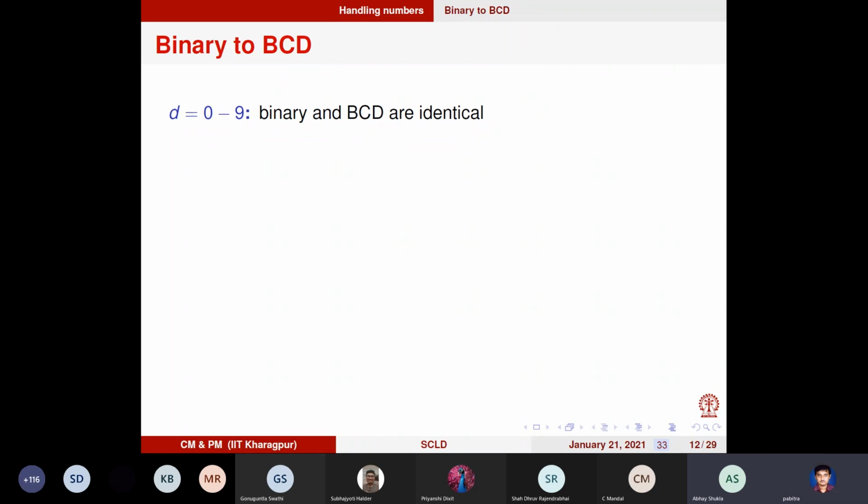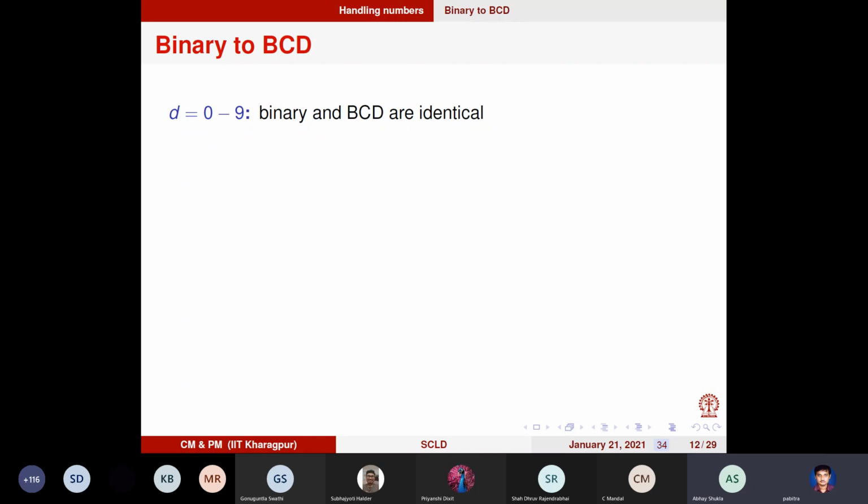People have tried out different things. The simplest possibility is something called BCD 8421. It's kind of a positional system. As in usual binary, the first bit has a weight of 8, the second bit a weight of 4, then 2, and 1. So if you have this 8421 representation, then 0 to 9 are identical for binary and BCD.